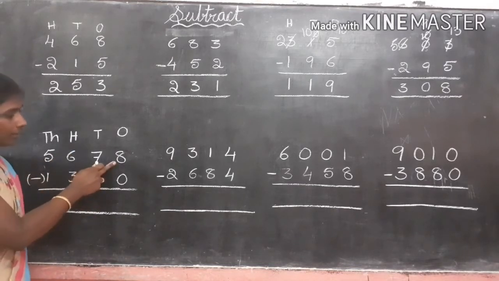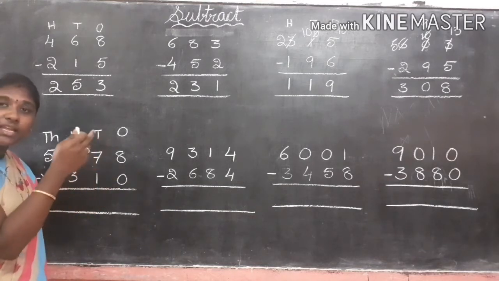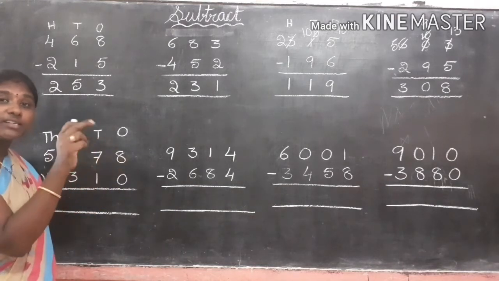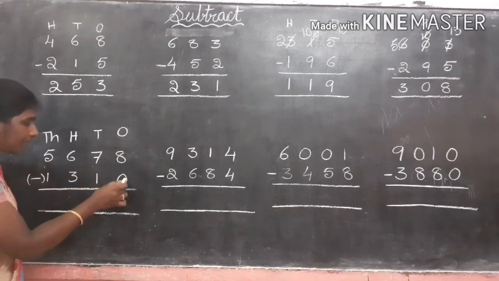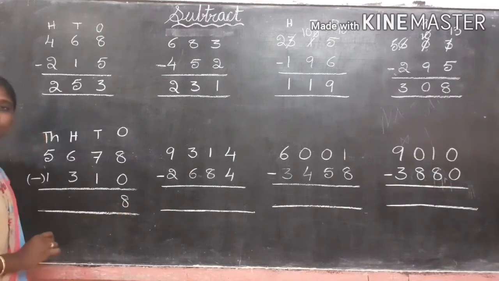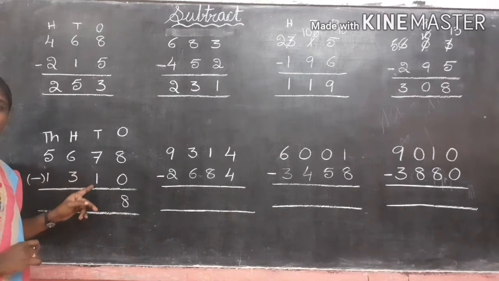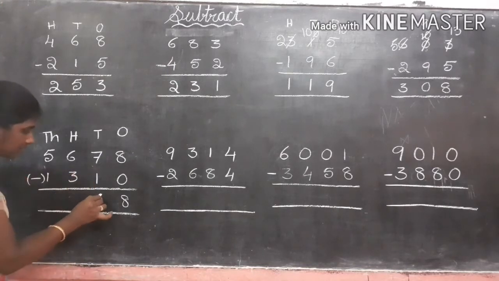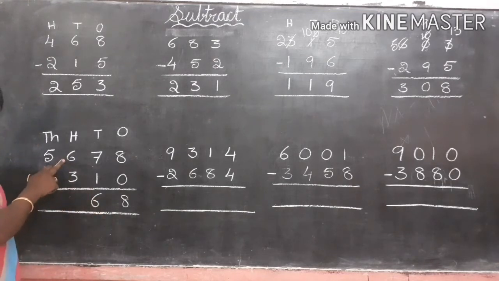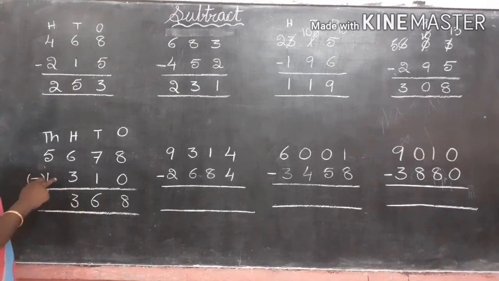So here from top number 8 here. 8 minus 0. Easily we know, we can subtract 0 from any number. What are we getting? The number itself. So 8 minus 0, 8. Next one. Here same. 7 minus 1. Take 7 fingers and close 1. How much are we getting? 6. Next 6 minus 3. Take 6 fingers and close 3. How much will you get? 3.